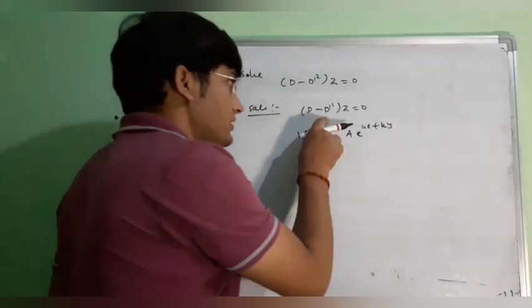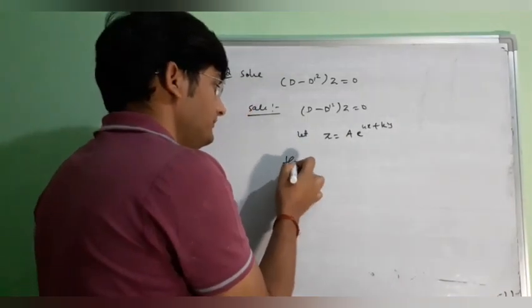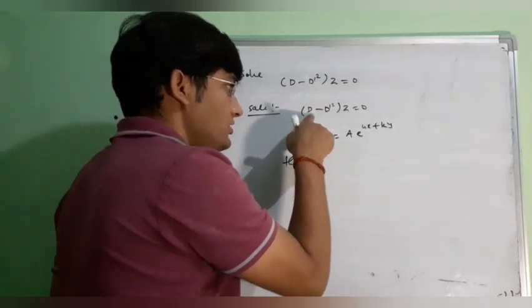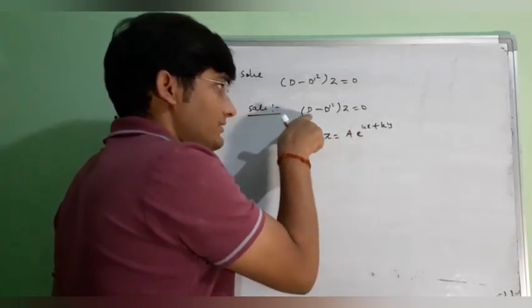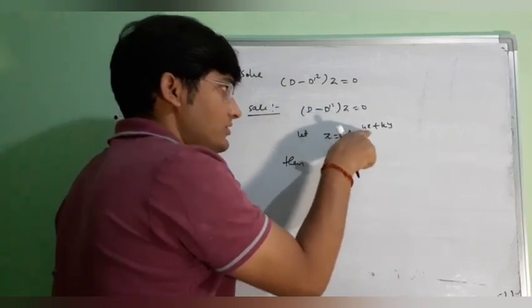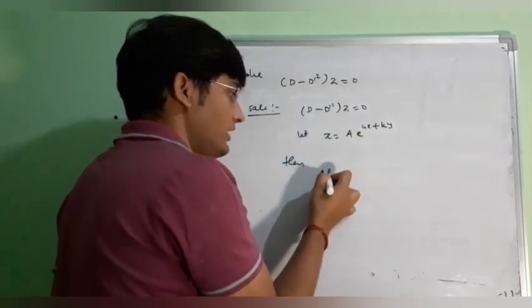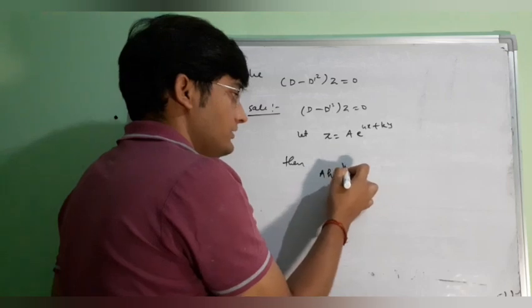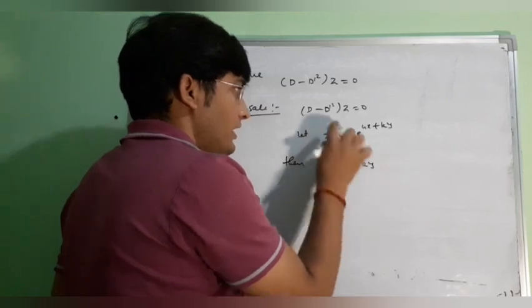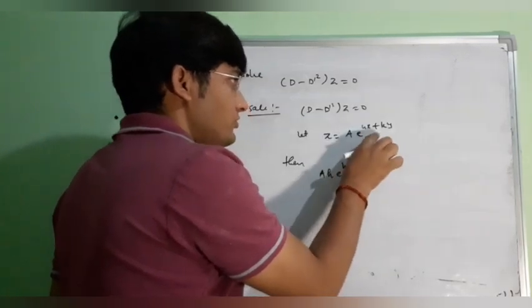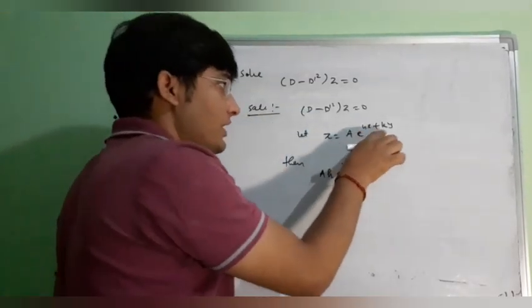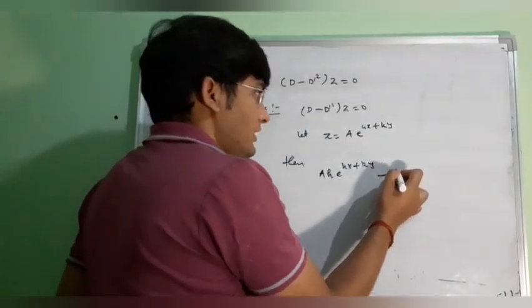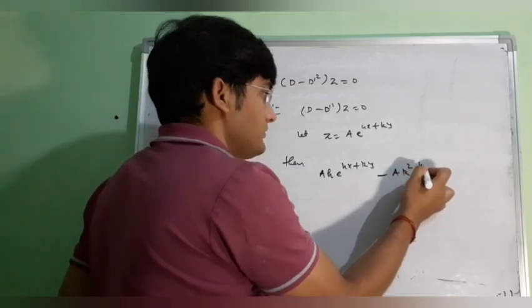If this is the trial solution, then the differentiation of this with respect to x will be a h e to the power hx plus ky, and the double derivative with respect to y, d dash square, will be a k square e to the power hx plus ky.